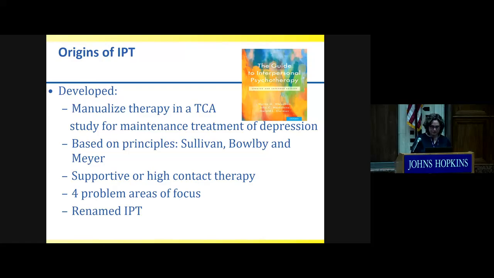So they manualized it, and while this group of researchers were developing IPT, Aaron Beck and his colleagues were developing CBT. So results showed the benefit of high-contact therapy, and it was renamed Interpersonal Psychotherapy. And in 1984, the first manual was published once efficacy was established outside of the original research group. This is the most recent manual.